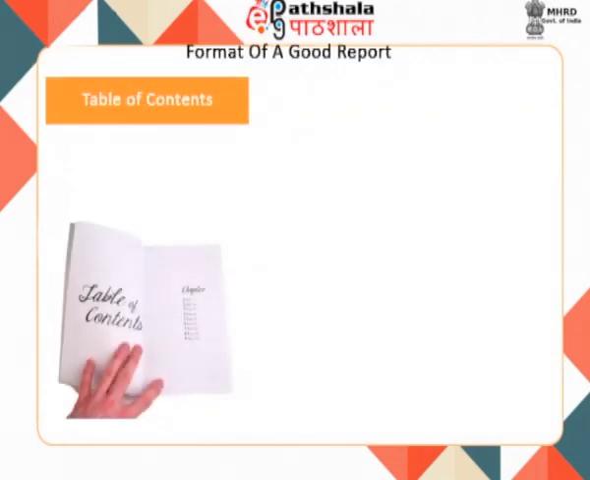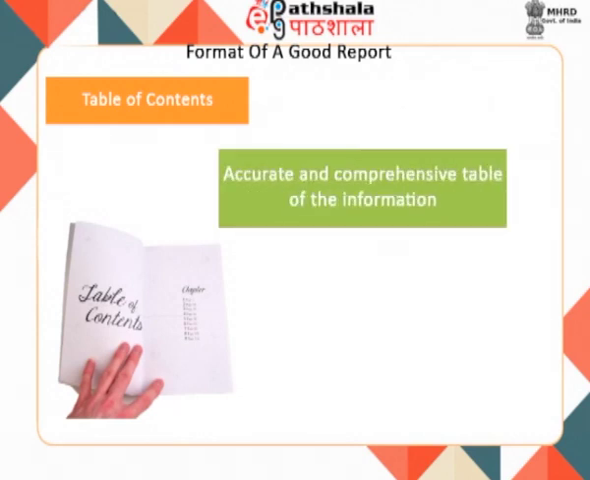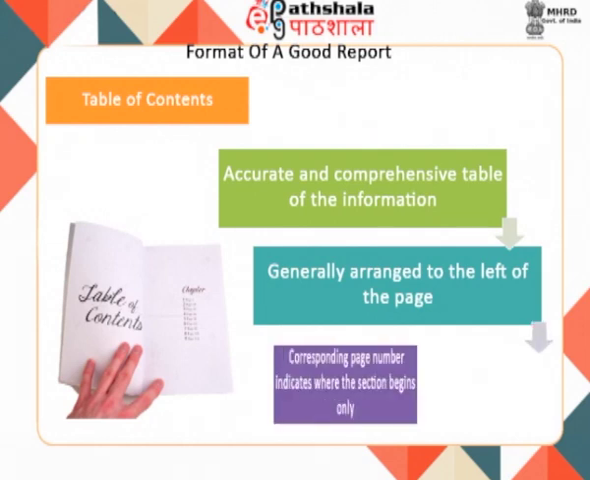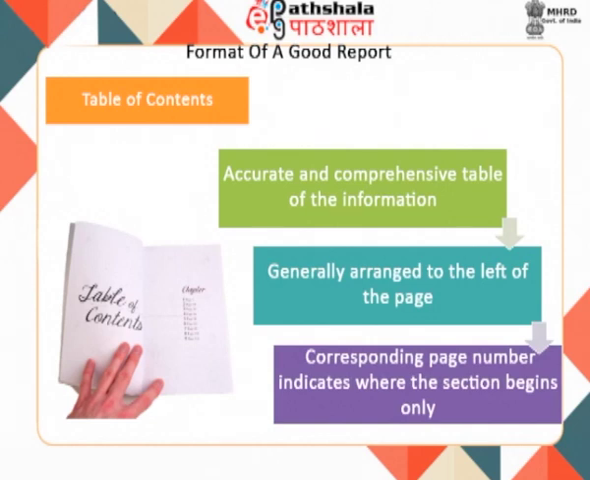Table of contents. The table of contents is an accurate and comprehensive table of the information located in the report with a corresponding page reference so as to easily locate each section. The contents are generally arranged to the left of the page with subsections indented and identified by section numbers. Each item in the contents should have a corresponding page number that indicates where the section begins only.